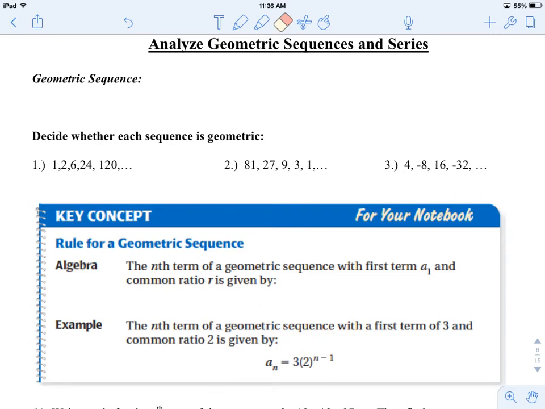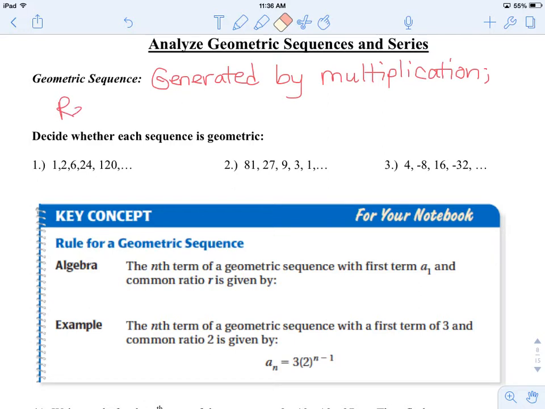Let's talk about what it means to be a geometric sequence. A geometric sequence is generated by multiplication. We repeatedly multiply by the same value.